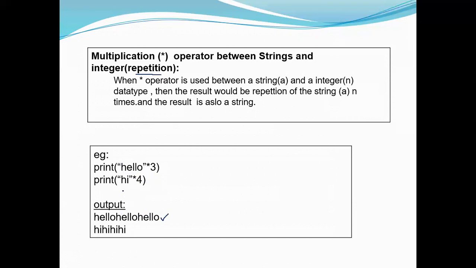And if I have the string hi starred with 4, it will be repeated 4 times. That is hi, hi, hi, hi. I'll get that. Right. So this is called the repetition operation in Python programming. That will happen when I give a string with an integer. If you give string star string, then that is an error. You should not do that. You should give a string and an integer to perform repetition. Okay.